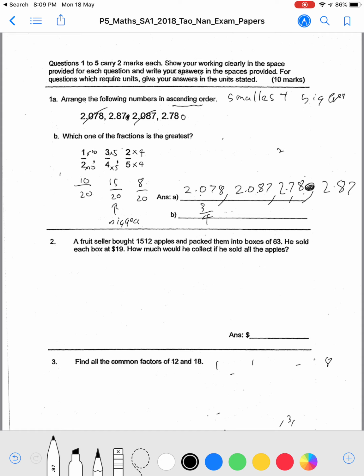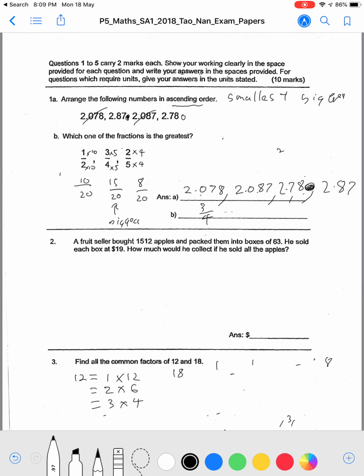Okay, so common factors. What are common factors? Common factors means 12 divided by 1 will get you 12. That means if you use 1 times something, it will give you back 12. Okay, so in short, we are taking 12 divided by 1 gives you 12. These are the factors. So 12 divided by 2 will give you 6. 12 divided by 3 will give you 4. Since 4 is there already, we do not have to repeat.